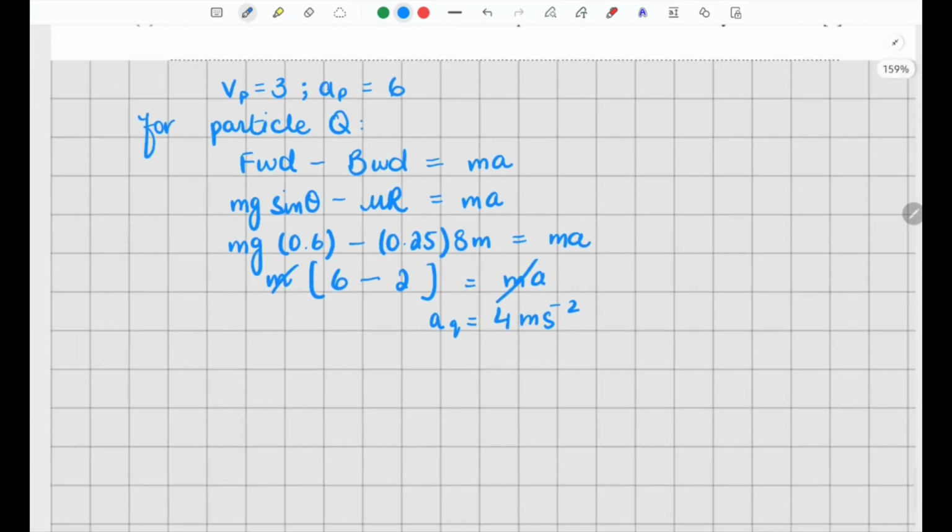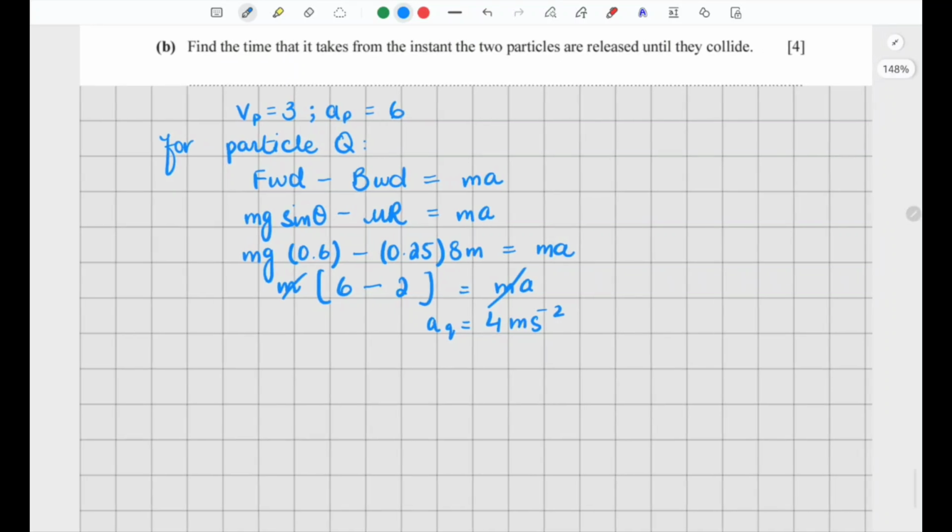Now we found acceleration, now we also need the velocity. For the velocity as well, we will be using the same u plus at. What is this velocity? Velocity at the instant, 0.5 seconds after it is released, as we found for the particle P, 0.5 seconds after released from rest.